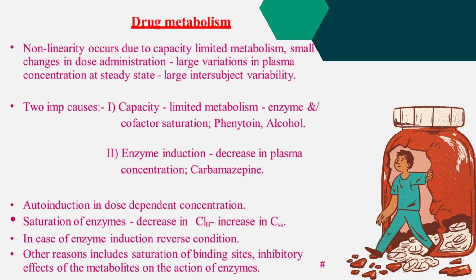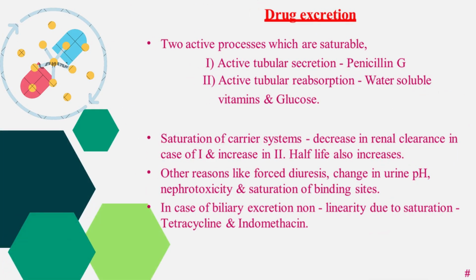Other reasons include saturation of binding sites and inhibitory effects of the metabolites on the action of enzymes. And finally, drug excretion. Two active processes are saturable. 1. Active tubular secretion, for example penicillin G. 2. Active tubular reabsorption, for example water-soluble vitamins and glucose. Saturation of carrier systems causes a decrease in renal clearance in case of the first and an increase in the second. Half-life also increases. Other reasons include forced diuresis, change in urine pH, nephrotoxicity, and saturation of binding sites.